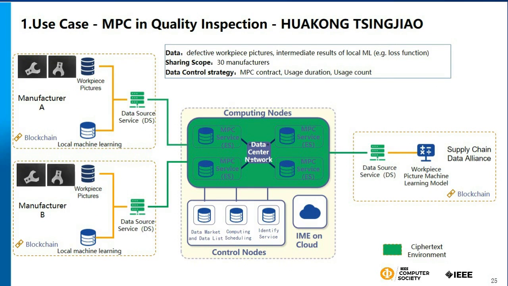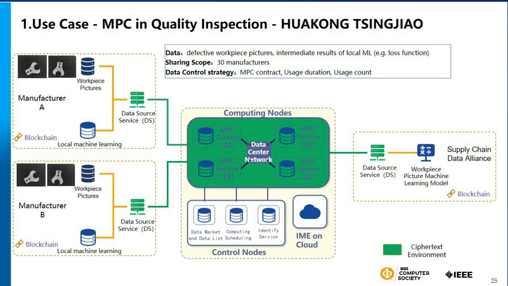The next use case is about multi-party computation, where MPC is applied to train the quality inspection model. In particular, the defective workpiece pictures will first be preprocessed in the local data source service to generate a computational factor. Then these computation factors from 13 different manufacturing companies will be fused in the MPC data center to generate the workpiece quality inspection machine learning model. The process is carried out based on the MPC contract, and the usage, duration, and counting are executed by the control nodes. In this case, the trained quality inspection model has increased the precision by 30% compared with the model that each factory trained on its own figures.